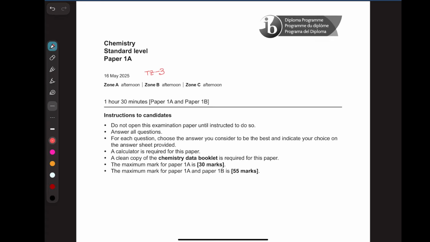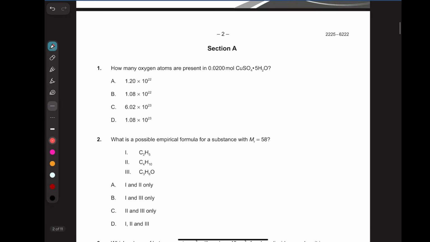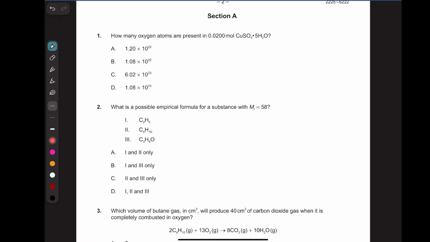Today we'll be solving chemistry paper 1A, time zone 3 of the May 2025 attempt. So let's get started with the first one. We have to find how many oxygen atoms are present in 0.02 mole CuSO4.5H2O. Right, so moles of oxygen in 1 mole of this compound.